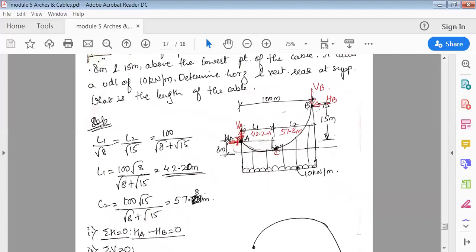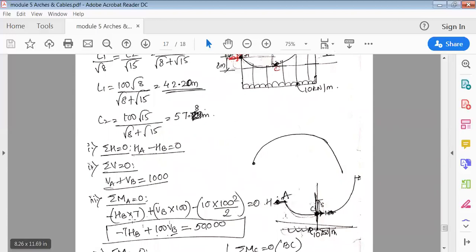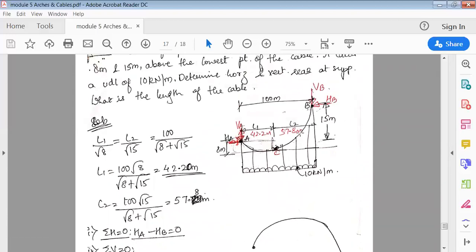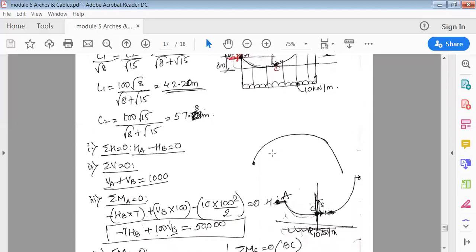The distance between C and A is 8, but what we want is the distance between A and B. So 15 minus 8 will give me A and B. Now HB is going anti-clockwise, so minus HB into 7. Then VB is going clockwise, so VB into the total distance, that is 100.